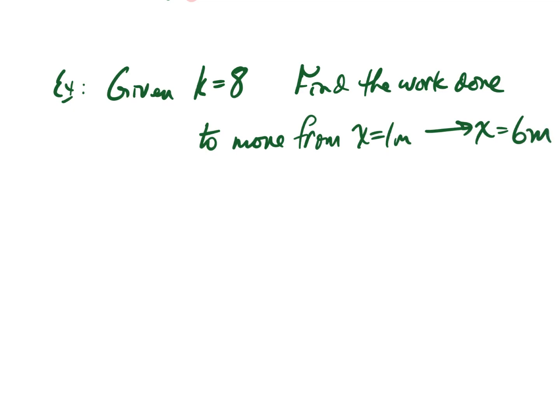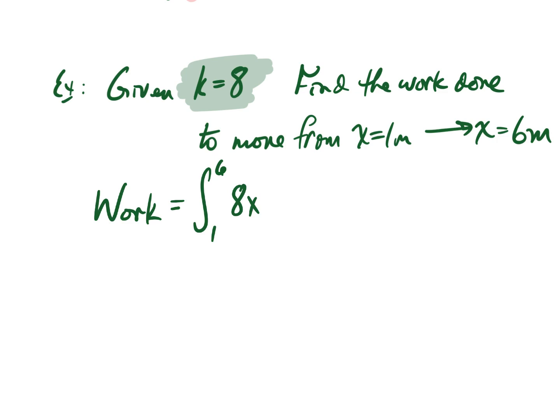Okay, and again, this one's going to be actually quite easy because I'm telling you what the spring constant is. So we can almost immediately get to our work equation, right, by taking the integral from 1 meter to 6 meters and we include our spring constant, 8 multiplied by x dx.